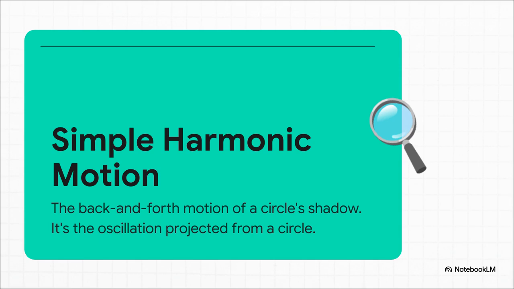This little back-and-forth dance of the shadow, it has a name, simple harmonic motion. This is the exact motion of a swinging pendulum, a mass bouncing on a spring, or a vibrating guitar string. And now we see its secret origin story. What looks like a simple oscillation is really just a one-dimensional projection. It's literally the shadow of perfect circular motion.